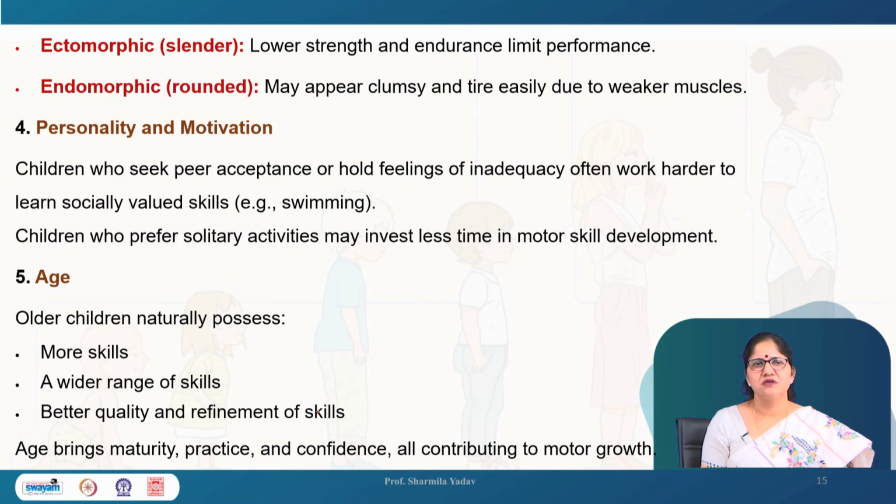And the fourth factor for variation is personality and motivation. Children who seek peer acceptance or hold feelings of inadequacy often work harder to learn socially valued skills, for example, swimming and other activities. Children who prefer solitary activities may invest less time in motor skill development.